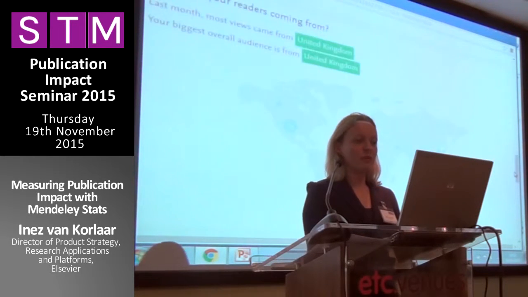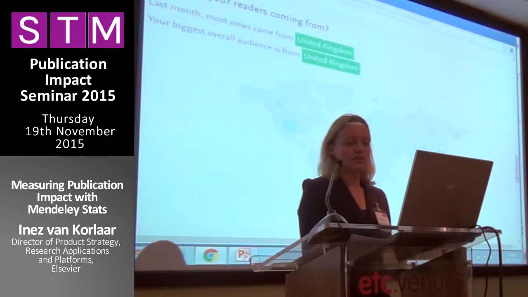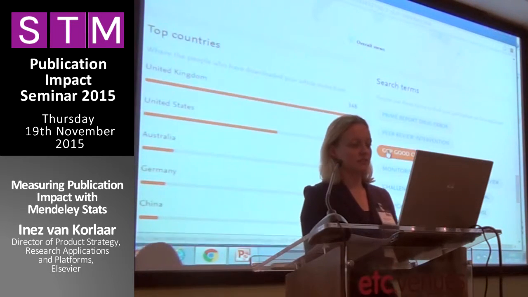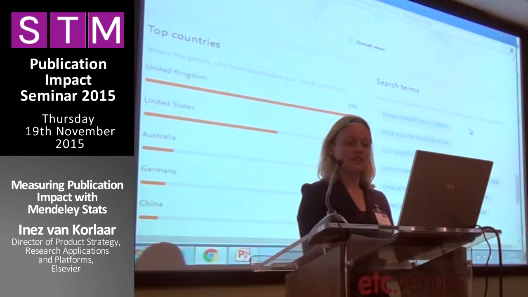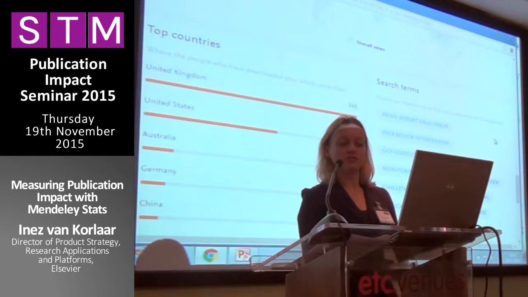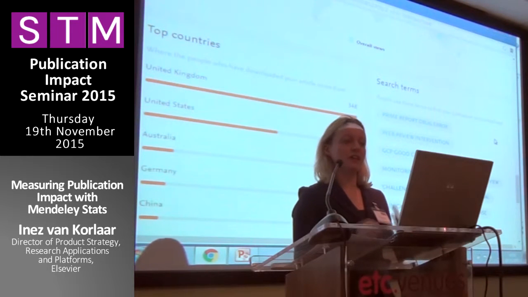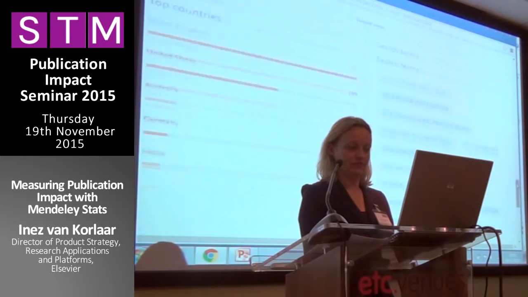So then we have a world map. Where are your readers coming from? Which shows where in the world your articles were read the most. We also have the top countries. United Kingdom was the country where he got most of his readers. And the search terms. So people use these terms to find a publication on ScienceDirect. So, for instance, somebody typed prime report drug error and got to David's publication.